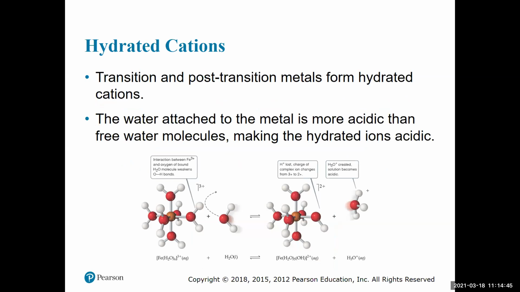So the water that's attached to the metal, if you think about it, you get some partial negative charge on the oxygen. That's what the red balls in the figure are for. In this case, the orangish one in the middle is meant to be iron. So that has a partial positive, the oxygen has a partial negative. You get some association there, and you get this hydrated cation going on. The water that's attached to the metal is more acidic than the free water molecules, making the hydrated ions overall acidic.